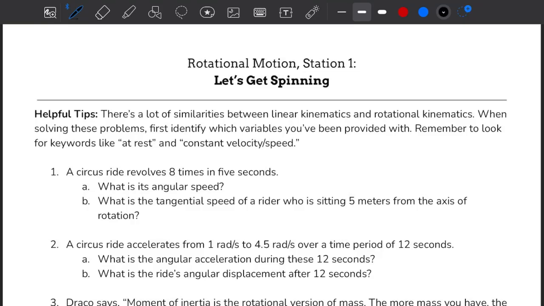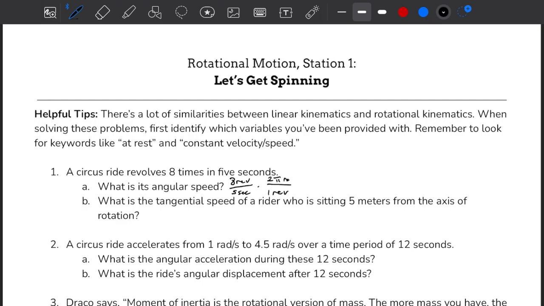A circus ride revolves 8 times in 5 seconds. What is its angular speed? 8 revolutions over 5 seconds. We know that 2 pi radians is 1 revolution, so we'll put 2 pi radians over 1 revolution.